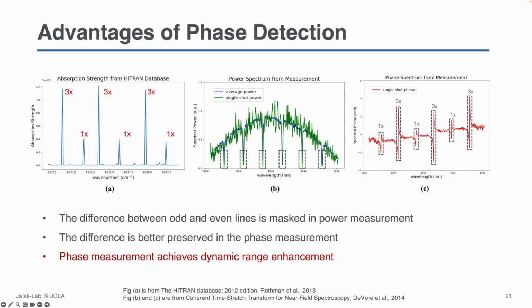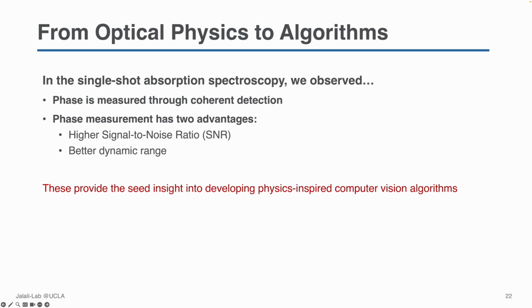Then, if we look at the phase measurements from the experiment on the right, it records a much larger difference between odd and even number lines, which is more consistent with theoretical results. Therefore, the phase measurement can be indicative of activities beyond the dynamic range of power measurements. To summarize, in the single-shot absorption spectroscopy, phase is measured via coherent detection, and we have observed 2 advantages of phase measurements: higher signal-to-noise ratio and better dynamic range. These observations provide the seed insight into developing physics-inspired computer vision algorithms as I will describe in the next part.